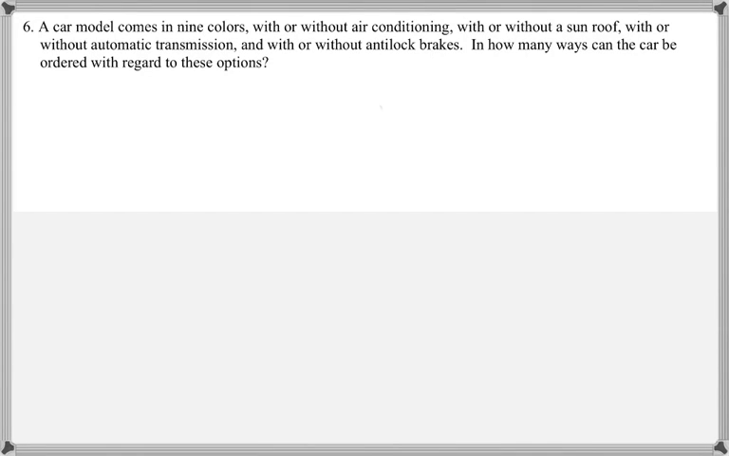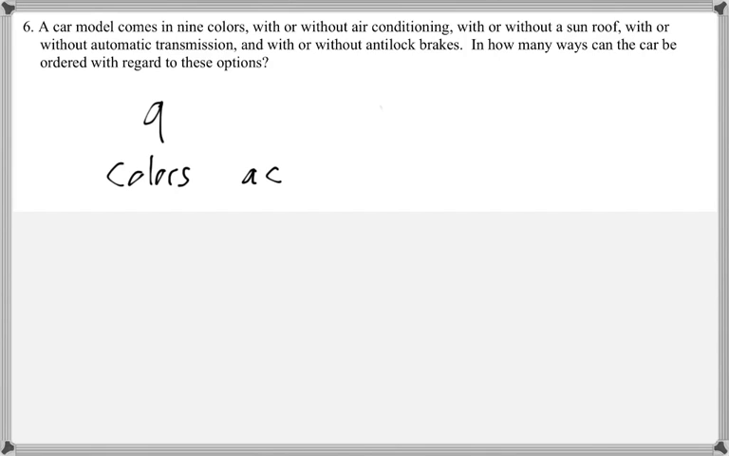A car model comes in 9 colors, with or without air conditioning, with or without a sunroof, with or without automatic transmission, and with or without anti-lock brakes. In how many ways can the car be ordered with regard to these options? So we have 9 different colors.